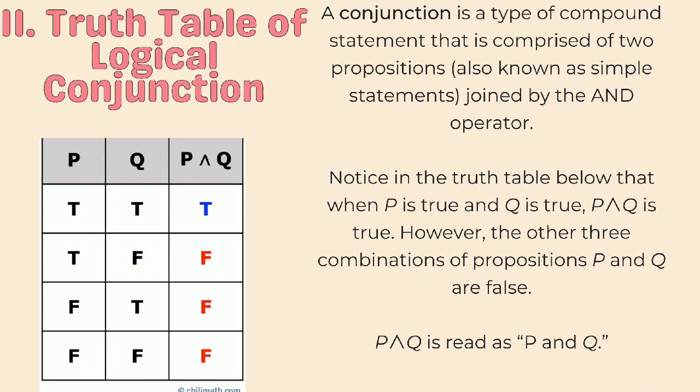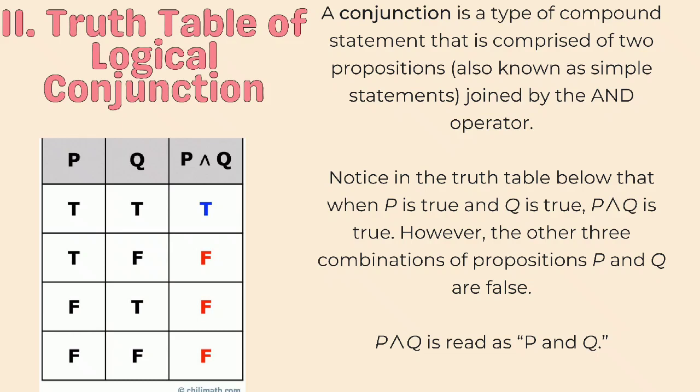Second one, truth table of logical conjunction. A conjunction is a type of compound statement that is comprised of 2 propositions, also known as simple statements, joined by the AND operator. The symbol that is used to represent the AND or logical conjunction operator looks like an inverted V letter. If we have 2 simple statements P and Q, and we want to form a compound statement joined by the AND operator, we can write it and read it as P and Q.